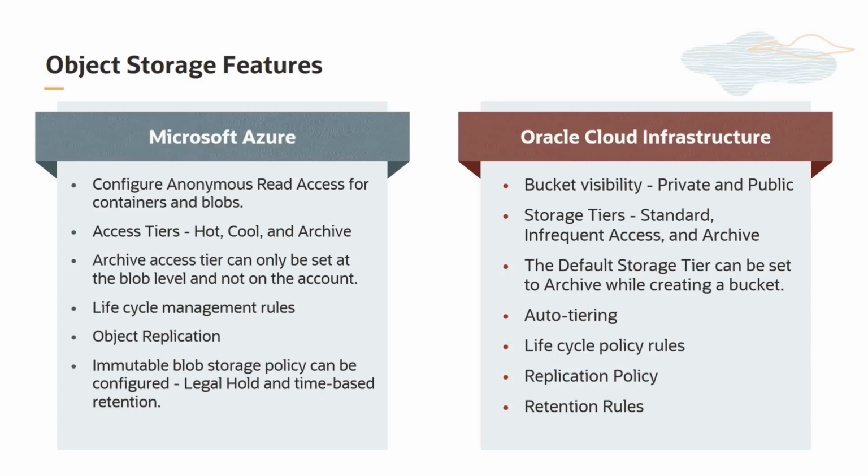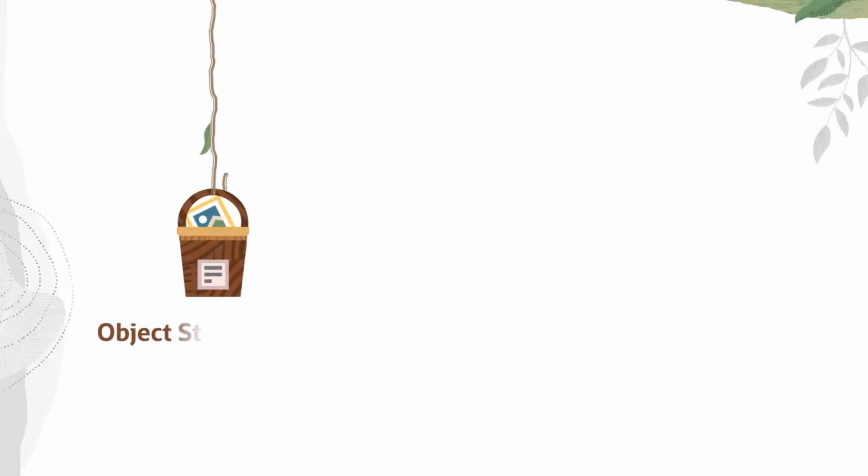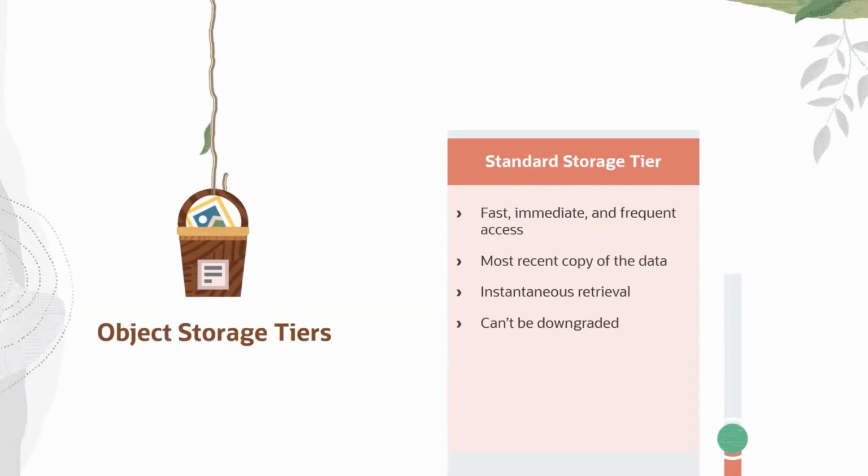In OCI, you can configure the visibility of the bucket to either private or public. There are three storage tiers: standard, infrequent access, and archive. You also have the option to set the default storage tier to archive while creating a bucket. OCI also features auto tiering, lifecycle policy rules, replication policy, and retention rules. And as we discussed in the last slide, there are three object storage tiers.